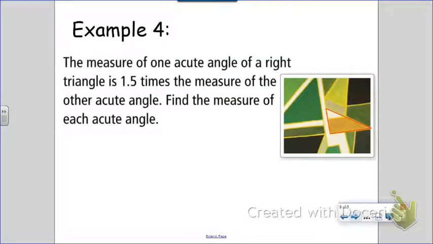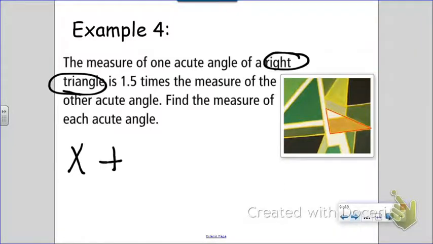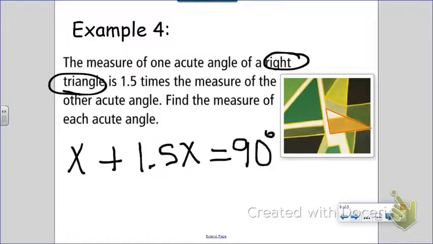In our last example, the measure of one acute angle of a right triangle, the key thing here is that it's a right triangle to begin with, is 1.5 times the measure of the other acute angle. Find the measure of each acute angle. We know that the sum of the 3 angles equals 180. So we'll call the first angle x. The second angle is 1.5 times that measure. The sum has to be 90 because 180 minus the 90 for the right angle leaves us a measure of 90.